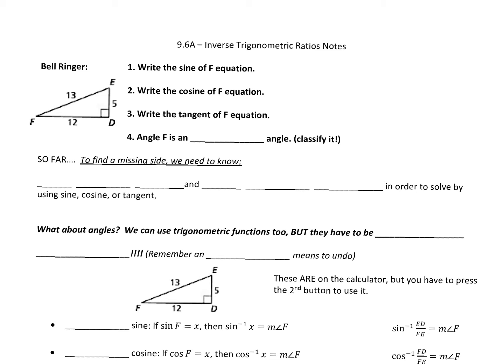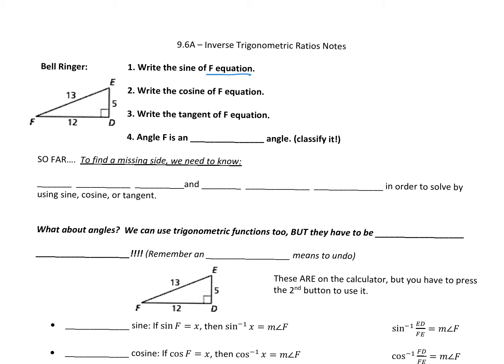9.6a, we're going to cover inverse trigonometric functions. So we learned about sine, cosine, and tangent. Now today we're going to learn about the inverse of sine, cosine, and tangent. First, let's start with a quick review. Write the sine of F in the equation.